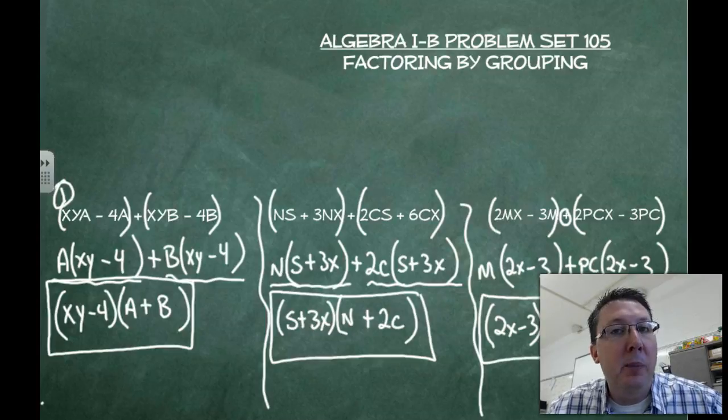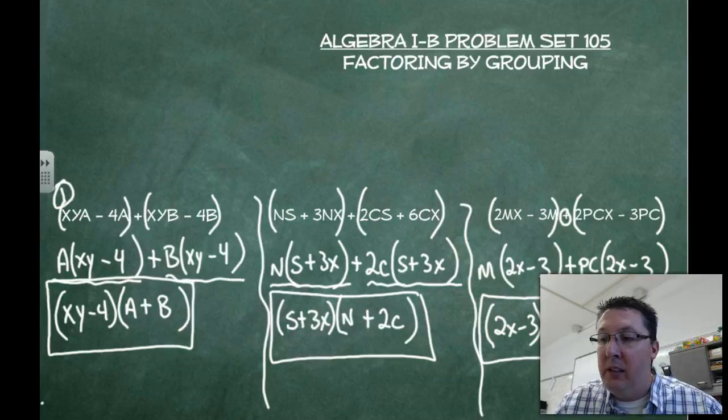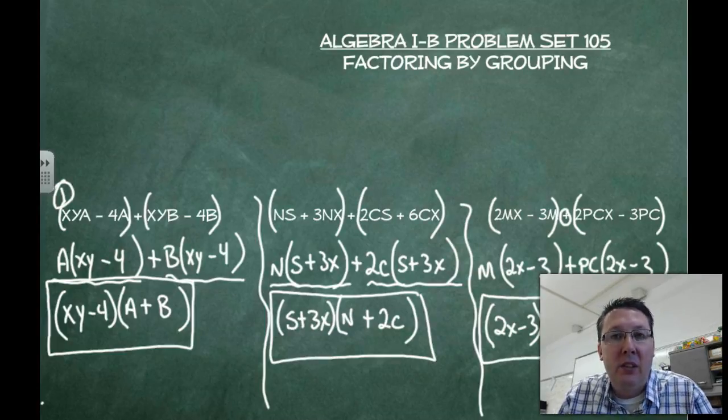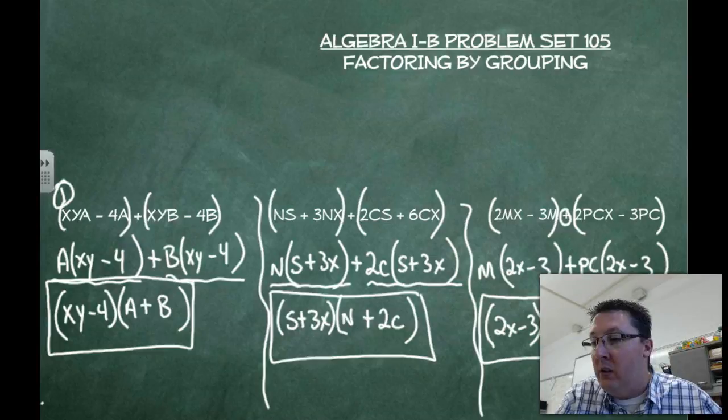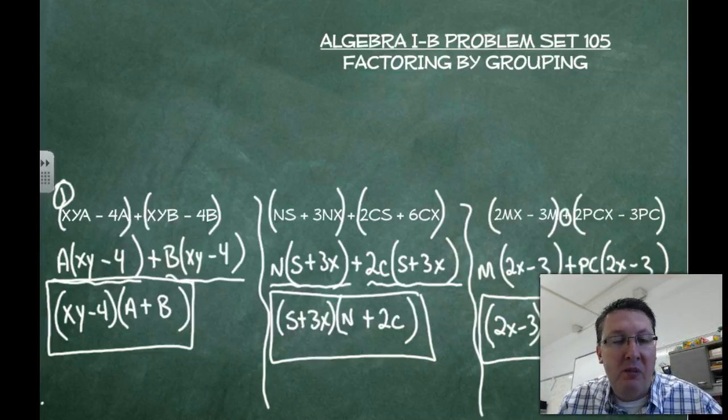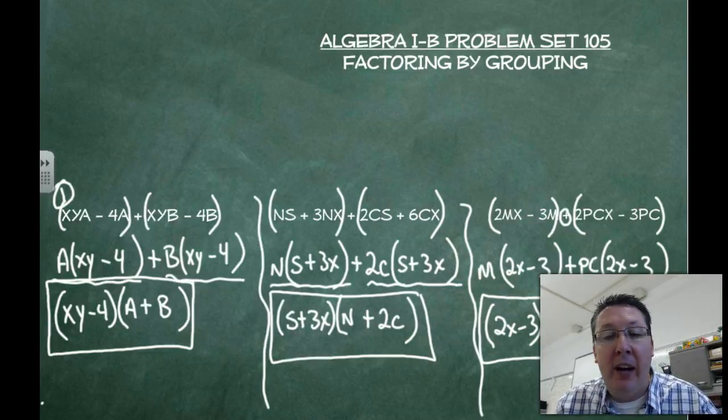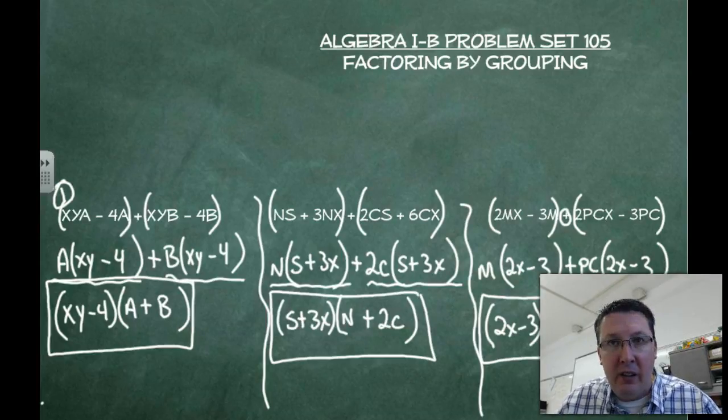Okay? That's problem set 105, factoring by grouping. You're going to separate the expression into multiple groups separated by plus signs, and then factor common things out of those individual groups, and then see if those groups that are left happen to be the same, and you can pull that group out of all the parts and be able to factor it down some more. Okay, factoring by grouping. Separate things into groups, factor the little parts, factor the big thing.